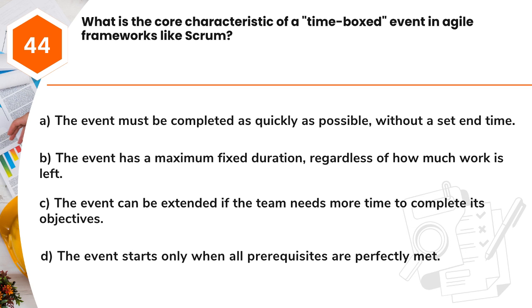Question 44. What is the core characteristic of a time-boxed event in Agile frameworks like Scrum? A. The event must be completed as quickly as possible, without a set end time. B. The event has a maximum fixed duration, regardless of how much work is left. C. The event can be extended if the team needs more time to complete its objectives. D. The event starts only when all prerequisites are perfectly met.